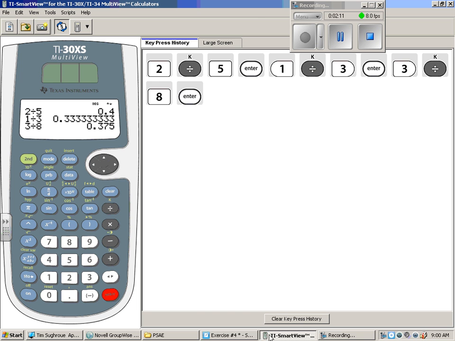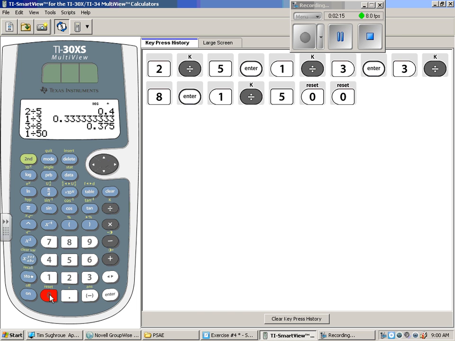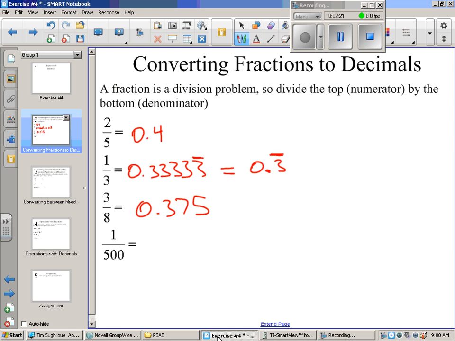1 divided by 500 is 0.002. Notice that when I write it, I always write 0.002. That's just so I can definitely locate where the decimal point goes. Okay? Your problems will be multiple choice. You don't have to show work on these.